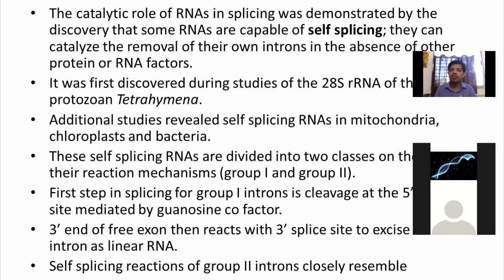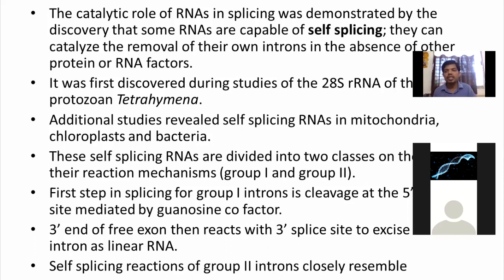This self-splicing RNA is divided into two classes or groups based on their reaction mechanism, that is group 1 and group 2. Many times you have heard in your regular lectures about group 1 introns and group 2 introns. One by one we will learn here that the first step in splicing for group 1 introns is cleavage at the 5' splice site mediated by the guanosine cofactor.